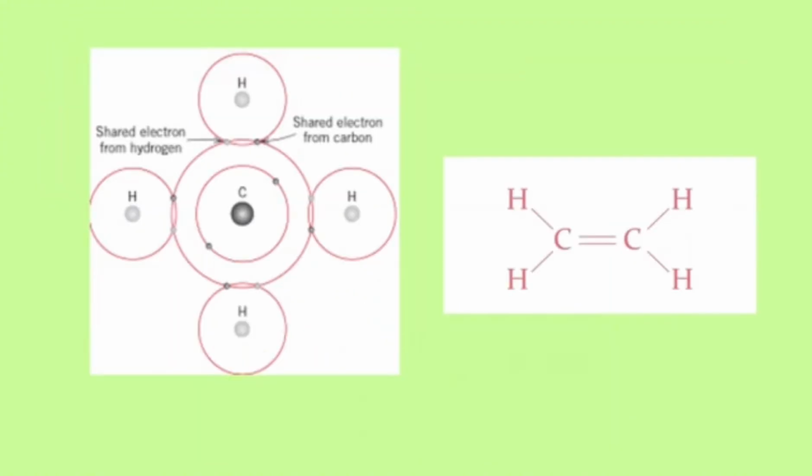Carbon can form 4 single bonds with hydrogen atoms. A hydrogen atom only has 1 valence electron. If you look at the picture on the left side clearly, you can see that the carbon atom and the hydrogen atoms are sharing electrons. So the hydrogen atom can have 2 electrons in its outer shell, and the carbon forming bonds with 4 hydrogen atoms can have a maximum of 8 valence electrons.